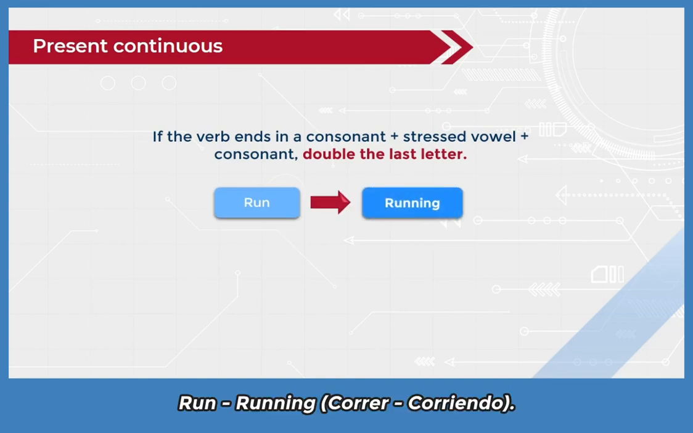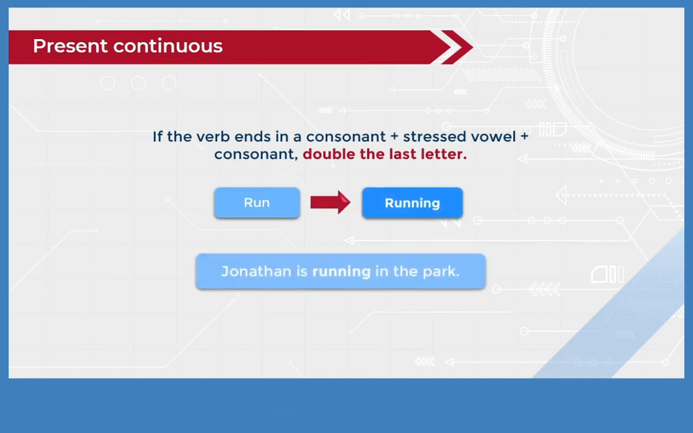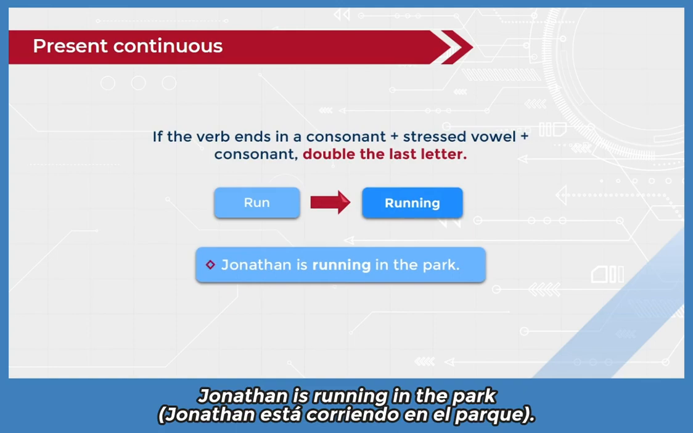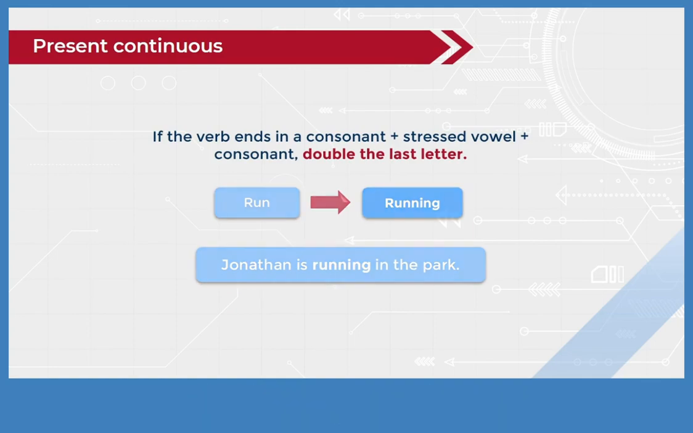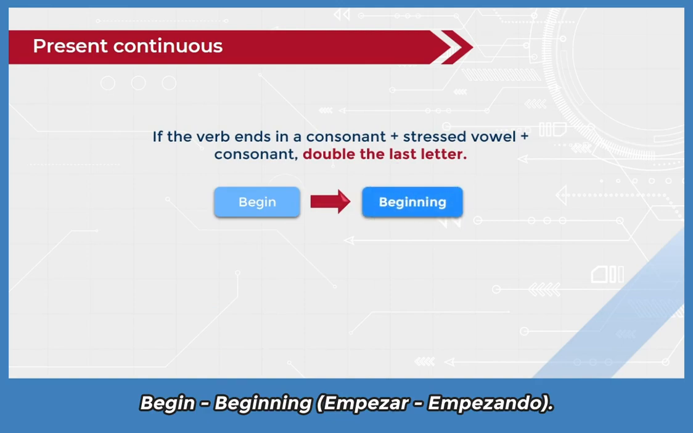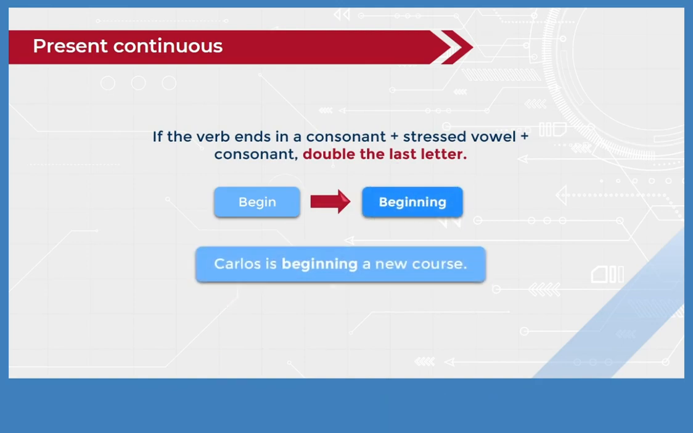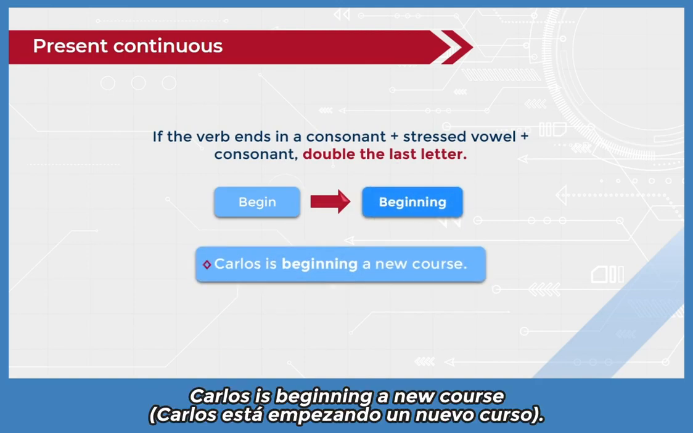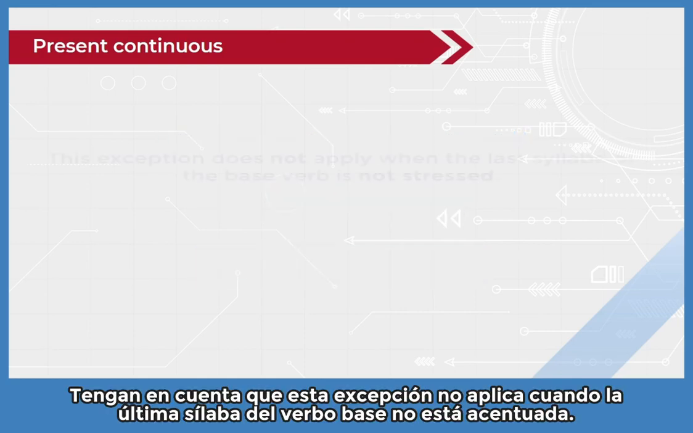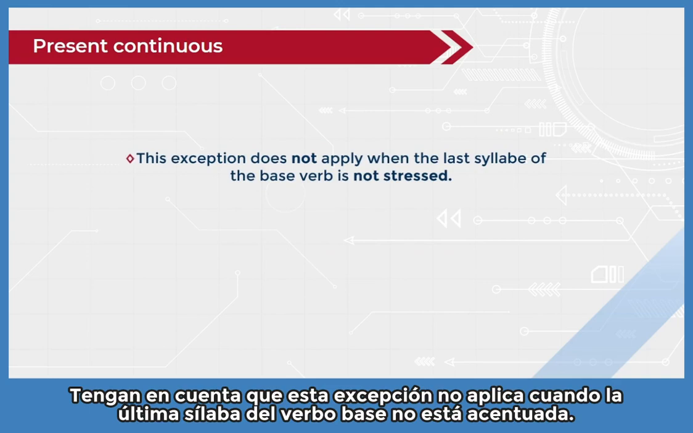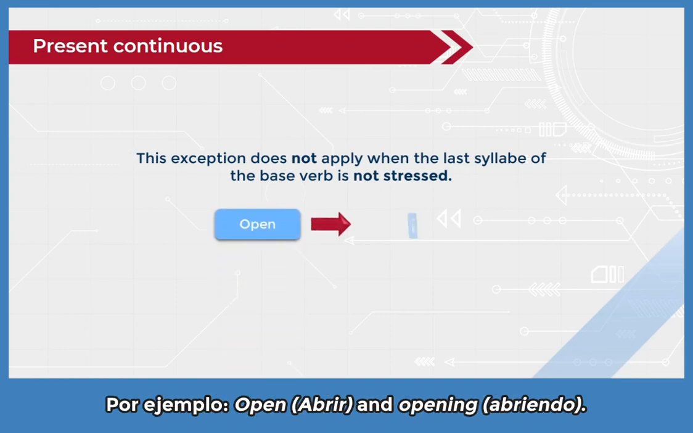Run, running. Jonathan is running in the park. Begin, beginning. And Carlos is beginning a new course. Note that this exception does not apply when the last syllable of the base verb is not stressed. For example, open and opening.